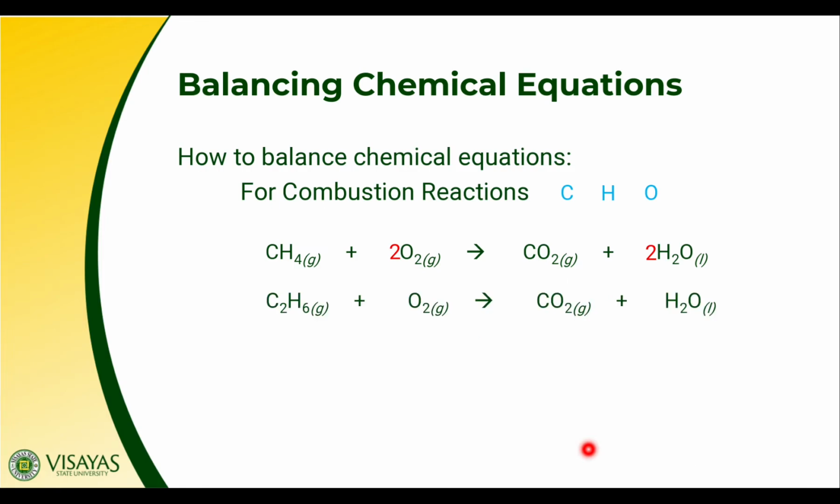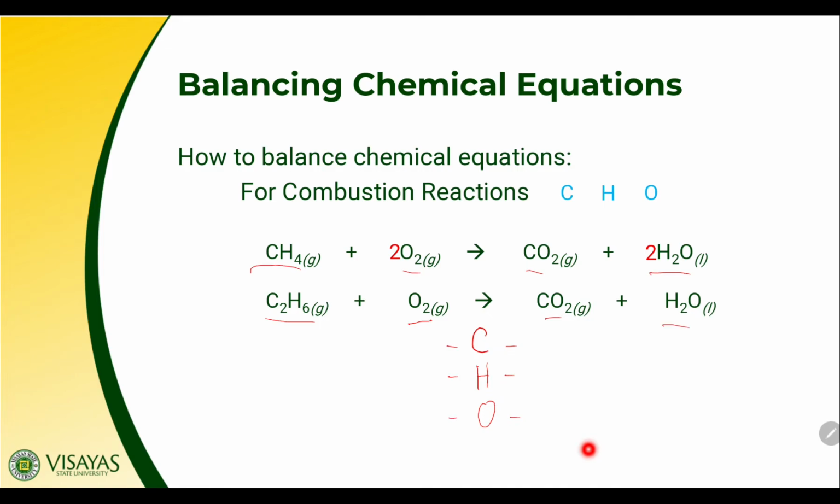Okay, next example. Again, we start balancing the number of carbon followed by hydrogen and lastly oxygen. Okay, so a combustion reaction has this fuel plus oxygen. Oxygen is always found in the reactant side, and on the right side we have our oxide, carbon dioxide or monoxide depending on the type of combustion reaction, and we also have our water.